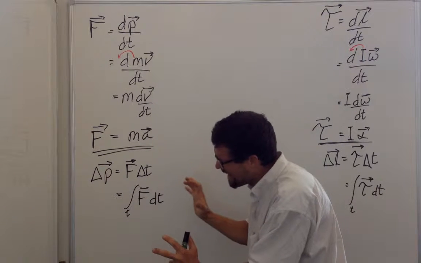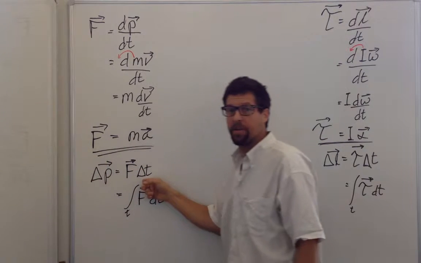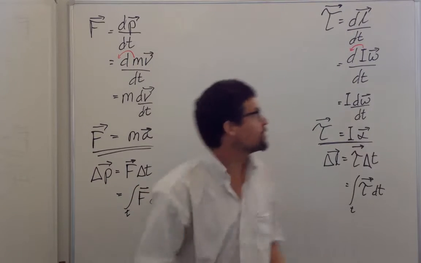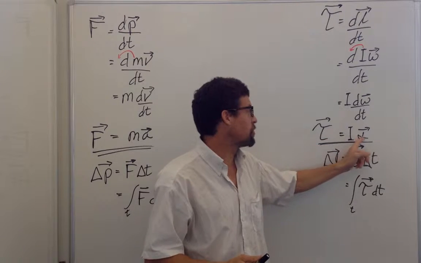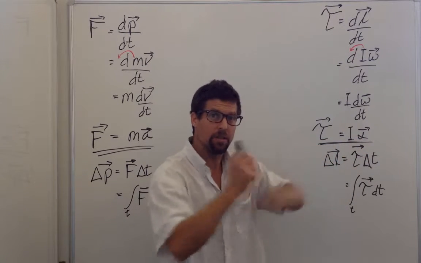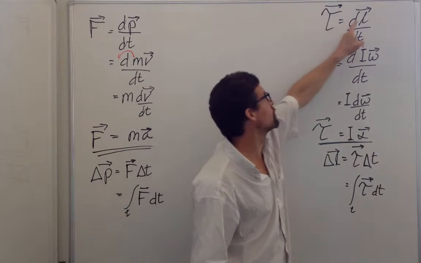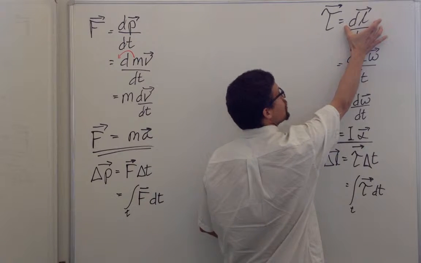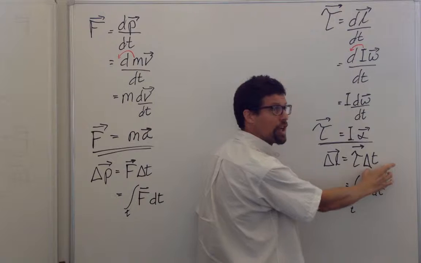So you're pushing on it, and it's getting more and more momentum as you push on it more and more for a longer period of time. That's the impulse, or its change of momentum. So similarly, we know that torque is equal to the angular acceleration times the moment of inertia. We're going to try to express torque in terms of rate of change of angular momentum. Then the impulse, your change of angular momentum, would be equal to torque times change in time.